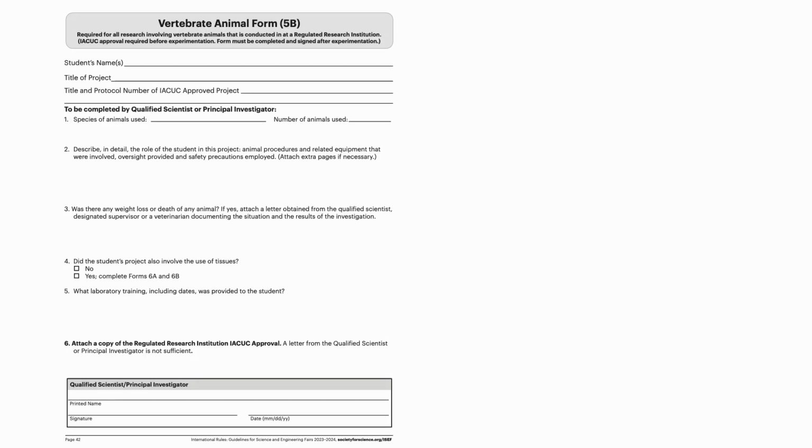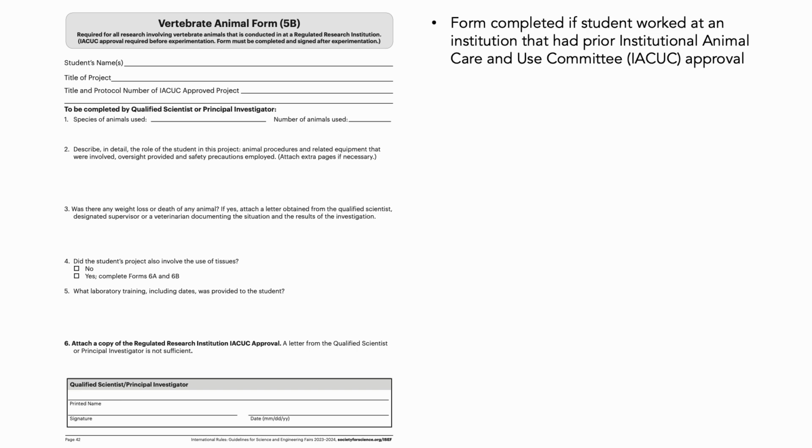The other form that might be needed is Vertebrate Animal Form 5B. This form is required for research that involves vertebrate animals that is conducted at a regulated research institution. This form also requires that the student's supervisor have received IACUC approval prior to experimentation, and so this form must be completed and signed after experimentation because the researcher's supervisor received approval before the experiment. So we don't need this form completed before experimentation.